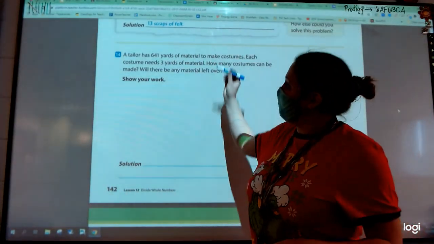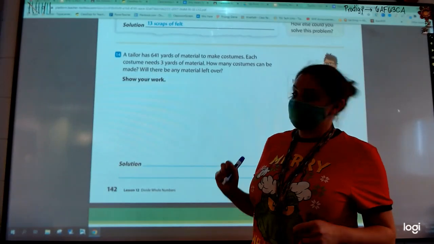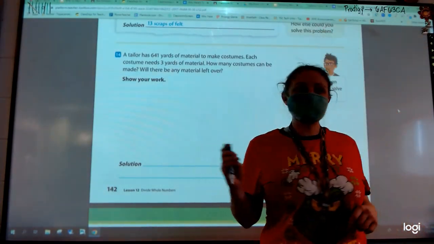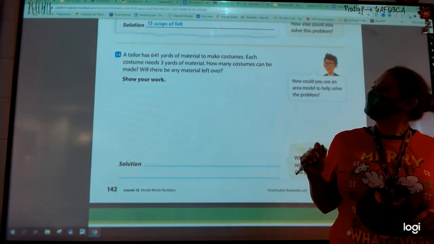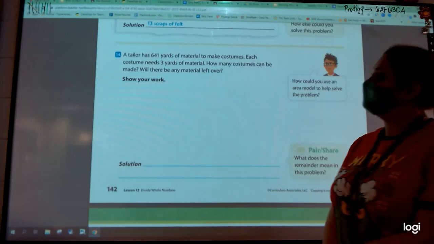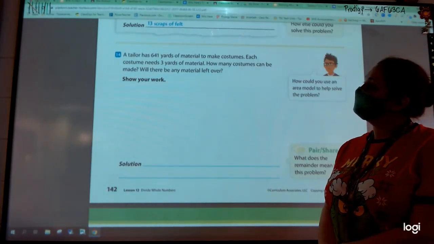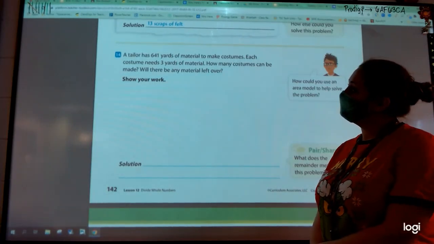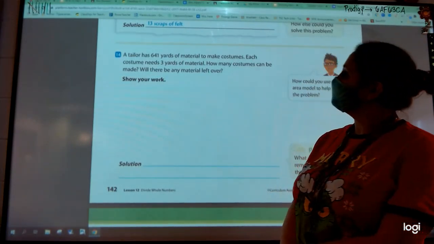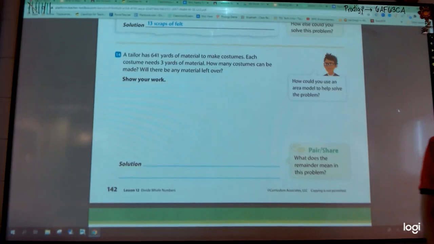All right, so we have this word problem on page 142, number 14. Everyone should be on that page. I need a reader to read that nice and loud. Aiden? Tailor, that's someone that makes clothes. Tailor has 641 yards of material to make costumes. Each costume needs 3 yards of material. How many costumes can be made? Will there be any material left over?